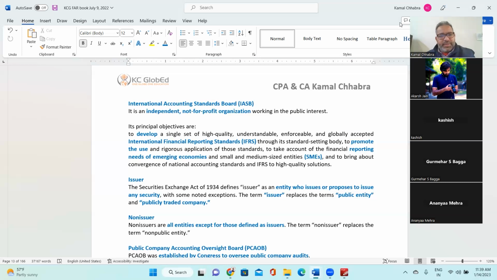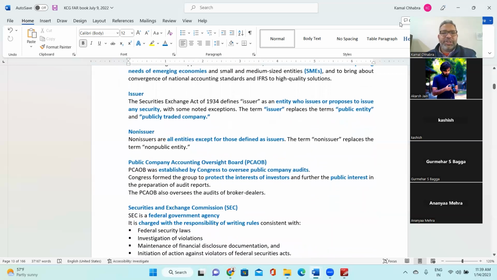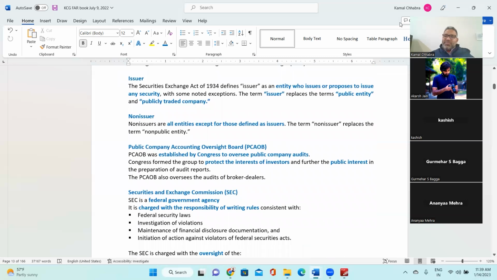Okay, so now the small things. Issuer. What is an issuer? I'm sure a simple question for you. A listed company, basically. A public listed company whose shares are listed and traded in the stock exchange in the US. The Securities Exchange Act of 1934 defined an issuer as an entity that issues or proposes to issue any security, with some noted exceptions.